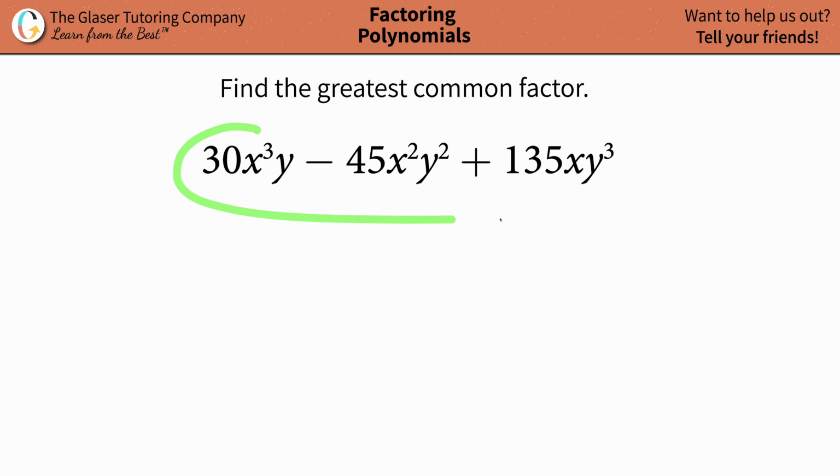We got this huge polynomial, but don't be scared. We got this: 30x cubed y minus 45x squared y squared plus 135xy cubed. And all we got to do today is just find the greatest common factor.